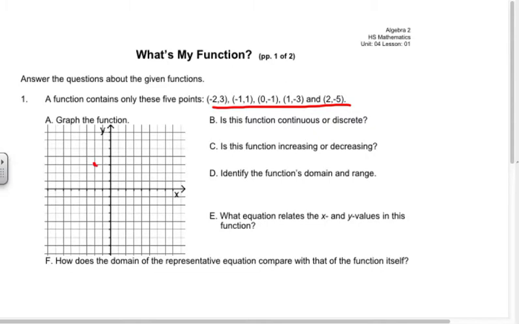There's (-2, 1), (-1, 0)... 0, -1, 1, -3, and 2, -5. Okay, we are not going to connect these because it says that it contains only these 5 points. So that means that this is discrete.